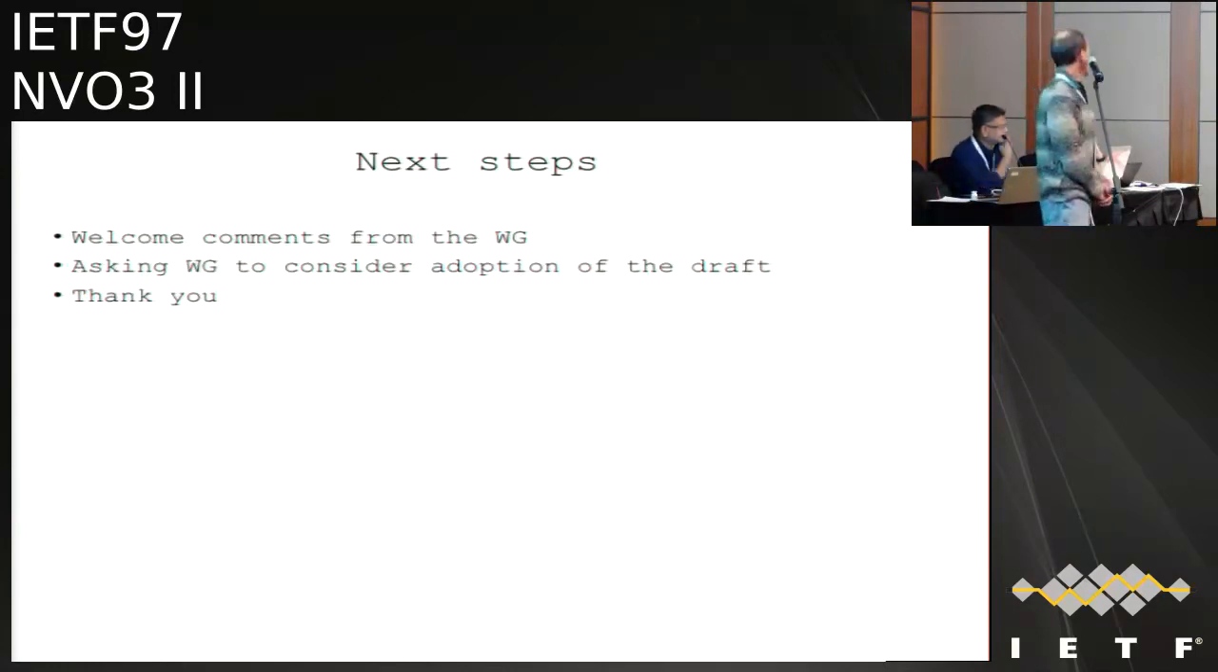Okay, so again, can I get a show of hands on who's read the draft, please? A few more for this one. Good. Again, please send comments to the routing area working group list.